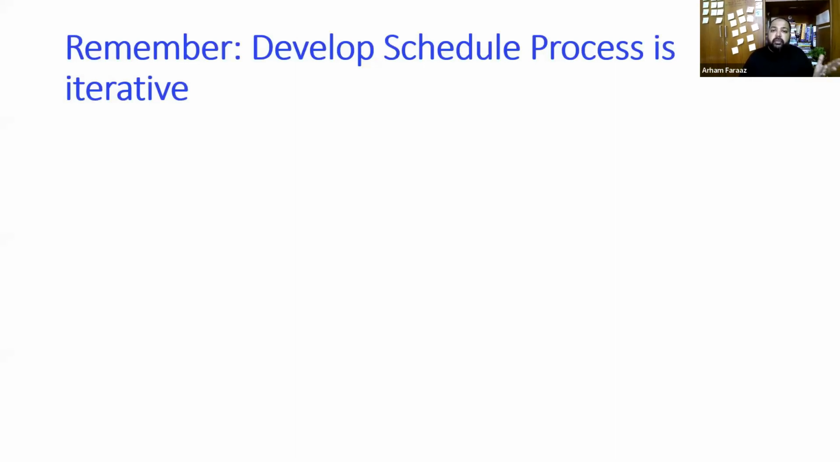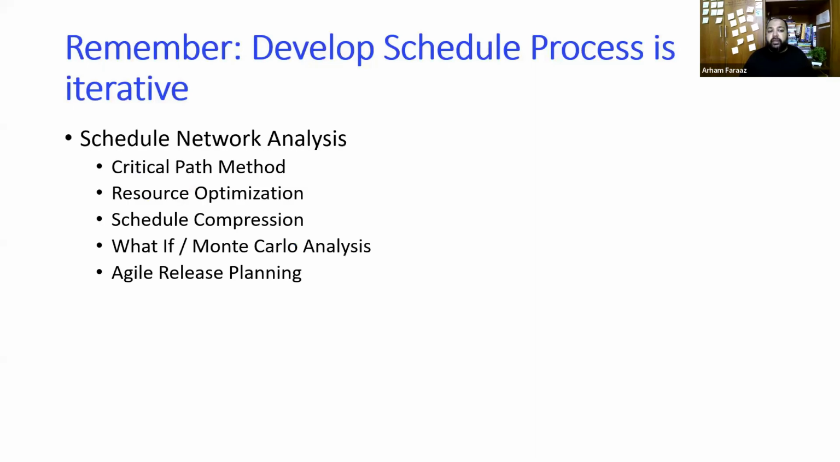Now developing the schedule is an iterative process. Okay, so there are many steps to develop the schedule. So one is the critical path method, then resource optimization techniques are there, tools and techniques, schedule compression techniques are there, what-if and Monte Carlo analysis are there, and then agile release planning for agile projects, right?